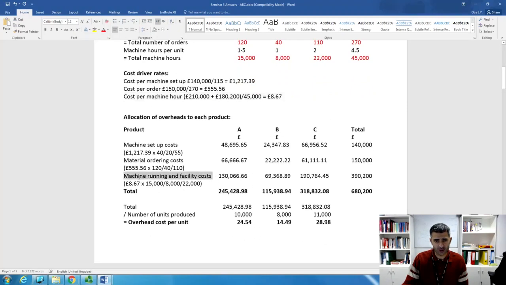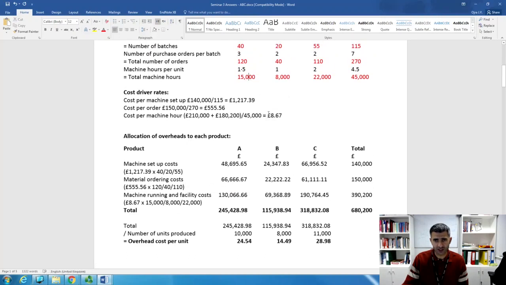The last one is this one, which is the machine running cost plus the facility cost. If you remember, guys, I combined them together, so very simple. You just need to take the 8.67 and multiply it by each, so this is by 15,000, here we go, comes here. If you multiply by 8,000, comes here, 22 comes here. So if you add them together, that's 390,200, which is the total of 180 and 210.